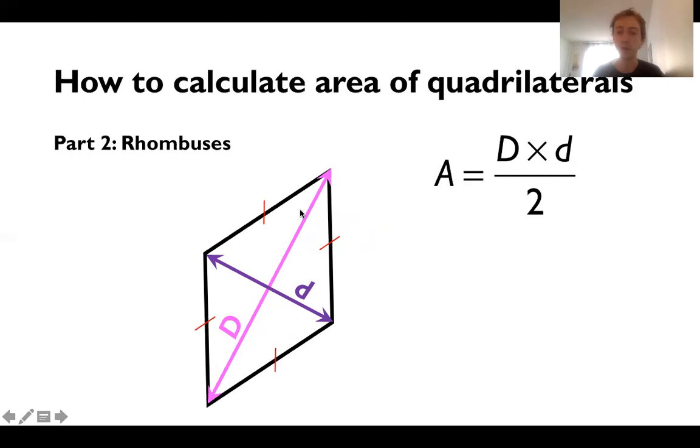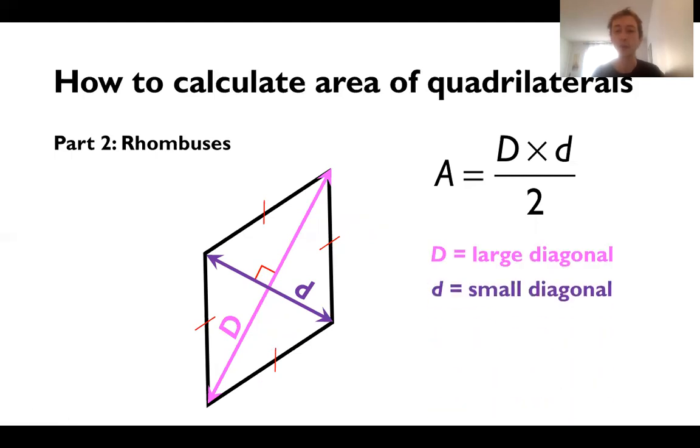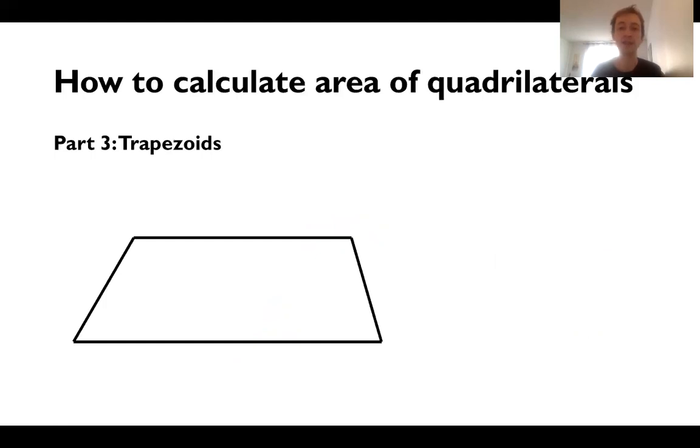And if I tell you how long these diagonals are, you can multiply those numbers together, divide by 2, and you've got your area. And it also forms a 90-degree angle where they intersect. So D is the large diagonal, lowercase d is the small diagonal.